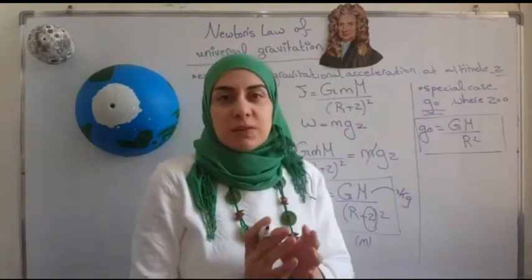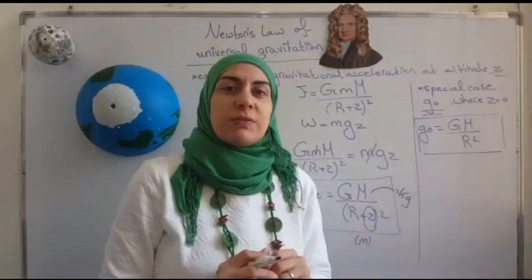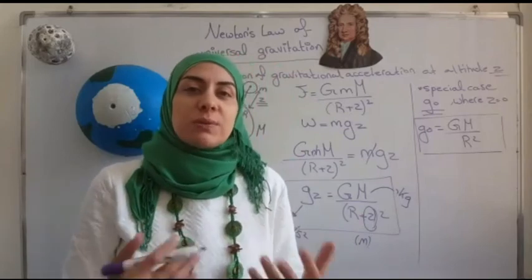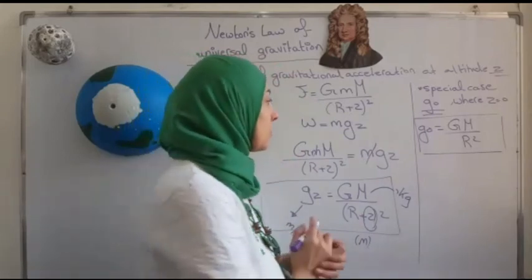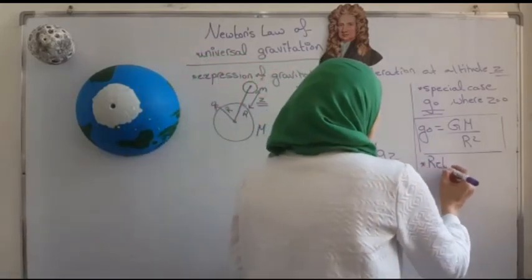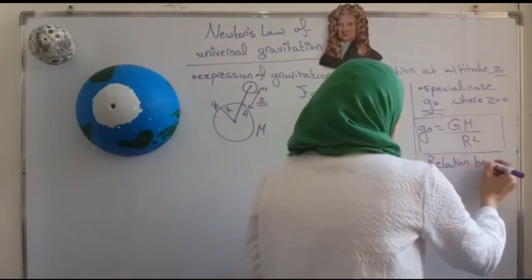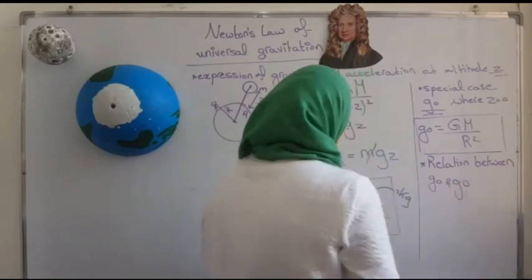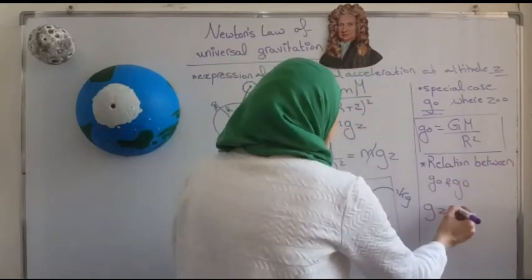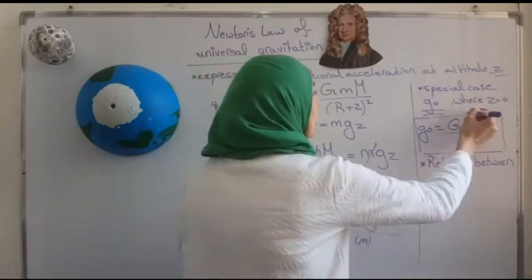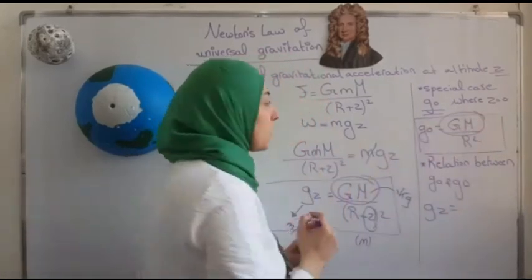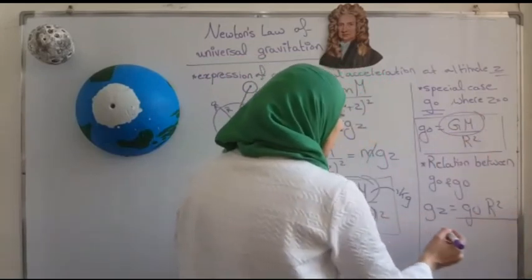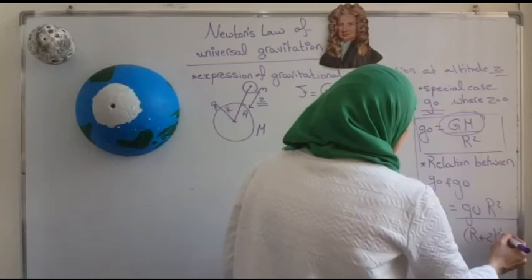Now we want to find a relation between g0 and g_z, that is the value of gravity at sea level and the value of gravity at a given altitude, because we want to use this equation in the satellite motion. So this is the relation between g0 and g_z. So g_z is equal to G times M, and G times M from this equation is equal to g0 times R squared, divided by (R plus z) squared.